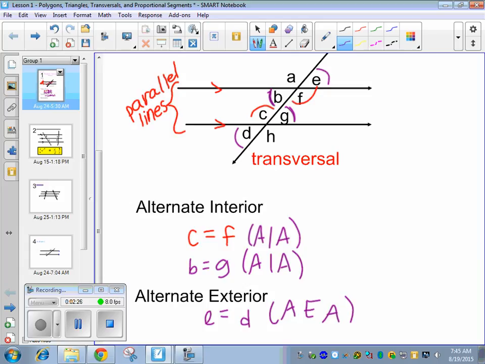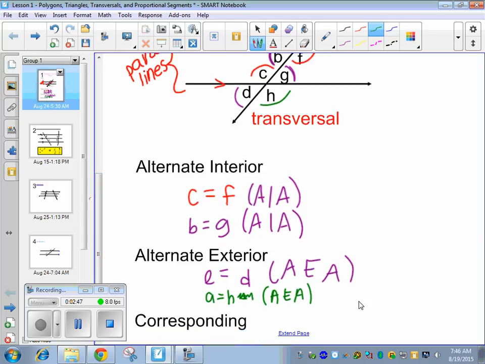Okay, and then there's one more set, of course. Stephen, what's the other pair of angles? Good. So A is equal to H by AEA.